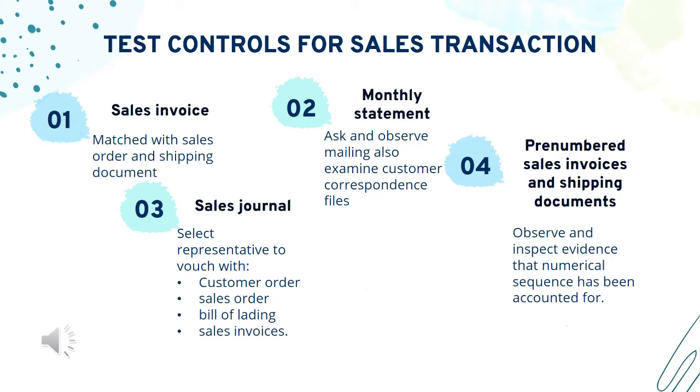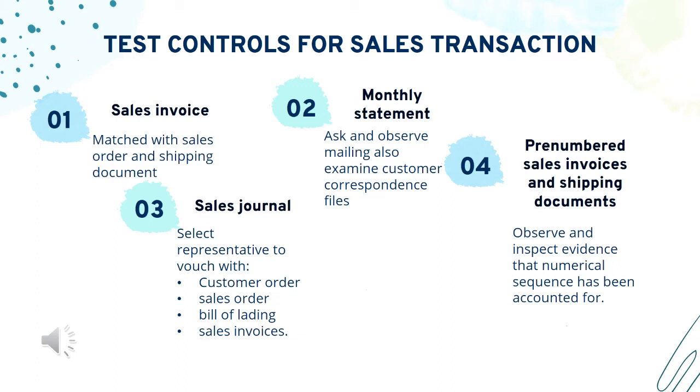Third is sales journal. From the sales journal, we need to choose 4 representatives, which are customer order, sales order, bill of lading, sales invoices. We need to get 4 representatives from each of them, and then we can check whether we can vouch it, whether it's tally or not.